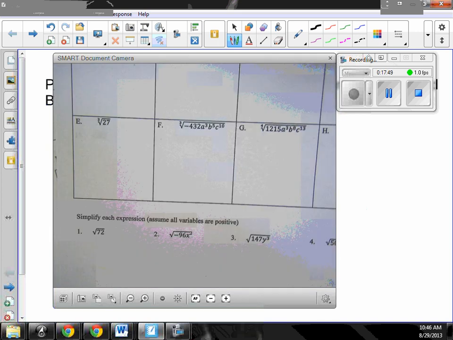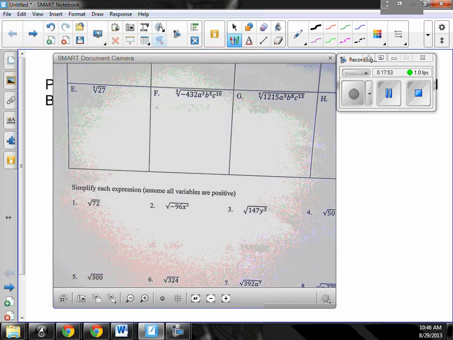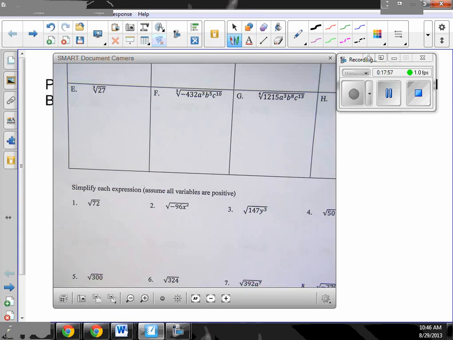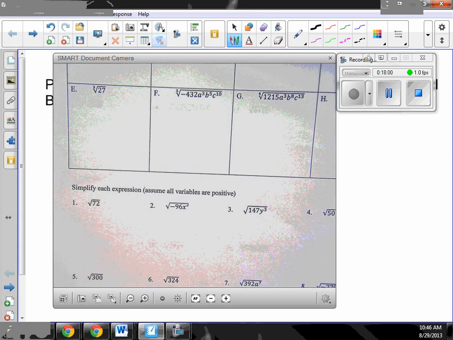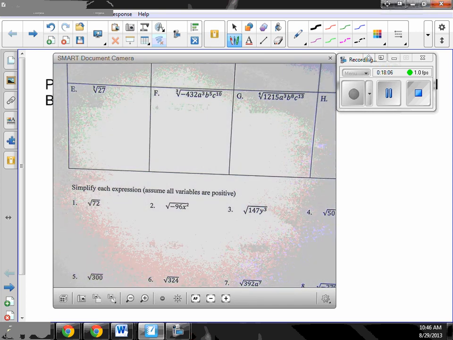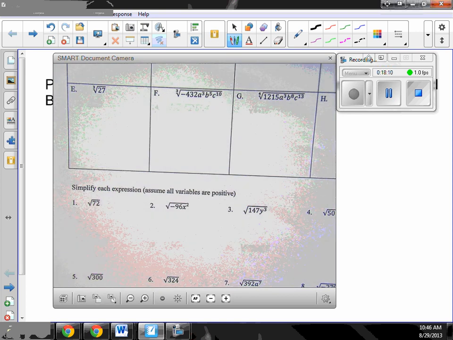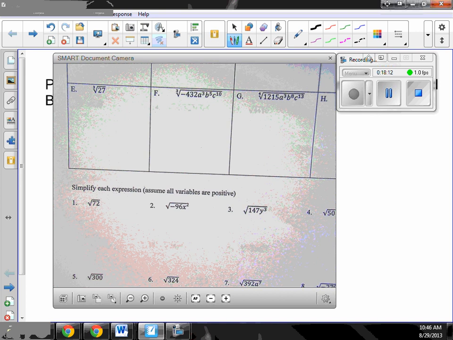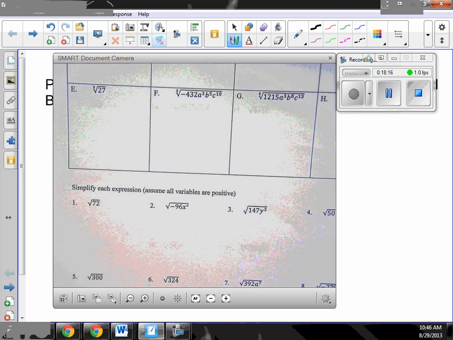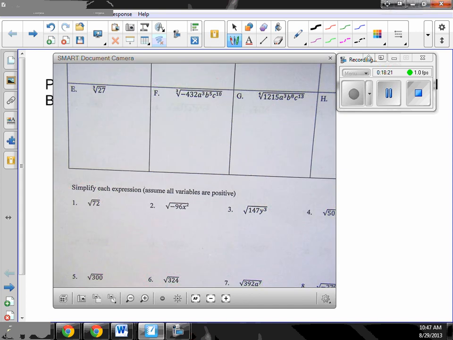Things change a little bit when we get to part E. What's different about that radical? It's a third root. How does that change the problem? It's a 3 instead of a 2. So instead of looking for groups of 2, we're looking for groups of 3. For every 3, we bring 1 out, right? So if we had 2 times 2, that's not enough for a group. You would have to have 2 times 2 times 2 for a group. Yes.